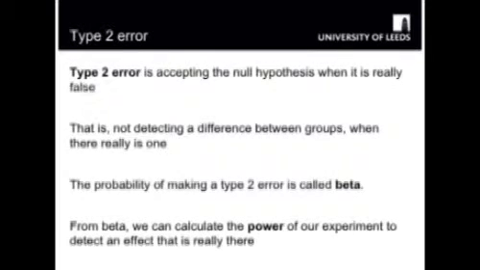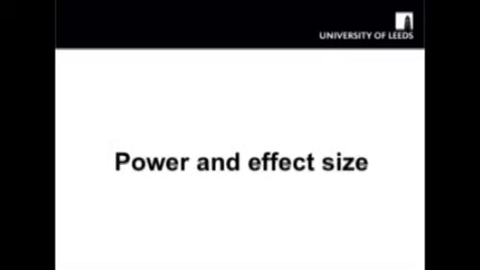However, the t-test that we've just carried out gives us no information about the probability of making a type 2 error. In the example I've just given you, that's not such a problem because we found a significant difference. But what about in other data sets? So the probability of making a type 2 error is called beta. And from beta, we can calculate the power of our experiment. And I'll tell you something about that later. So the t-test that we've just carried out tells us nothing about beta. It tells us nothing about the power of our experiment.